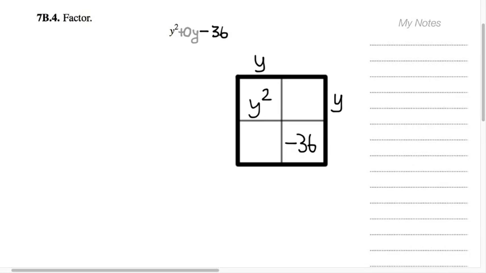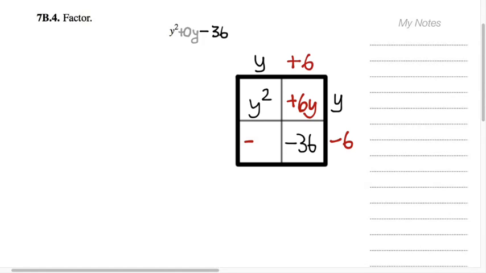So I'm looking now for a pair of numbers which multiply together to give me negative 36, but which add together to give me 0. What pair of numbers is going to fit there? Positive 6 and negative 6. Exactly. The signs need to be opposite because the product needs to be negative. But then the two numbers that we choose need to be mirror images of one another, equal and opposite, because they need to add together to give me 0.